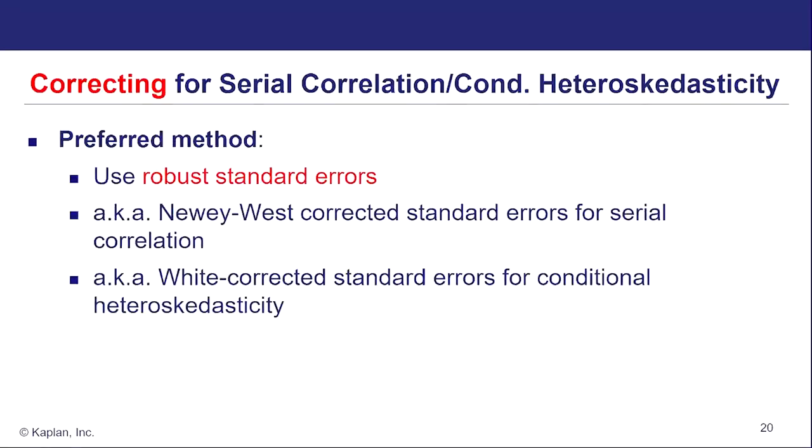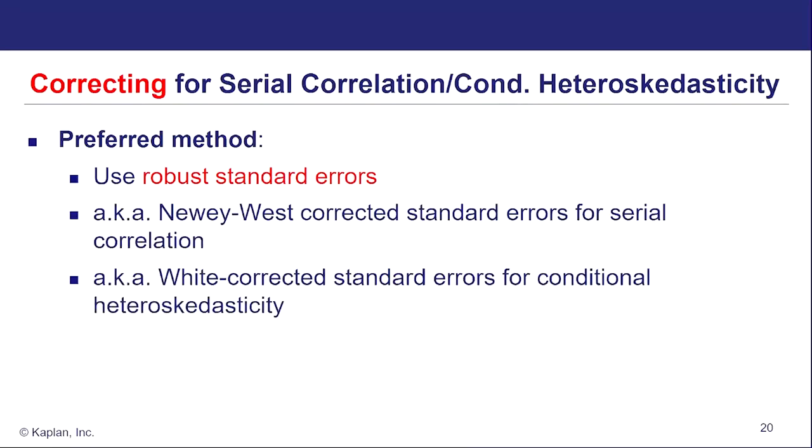Now, how do you correct for serial correlation and conditional heteroscedasticity? Remember, both these pertain to the residual. Heteroscedasticity of what? Of residual. Serial correlation of what? Residual. Because they both pertain to residual, it affects what? The standard errors. So if I want to correct for those issues, those violations, then I fix my standard error.